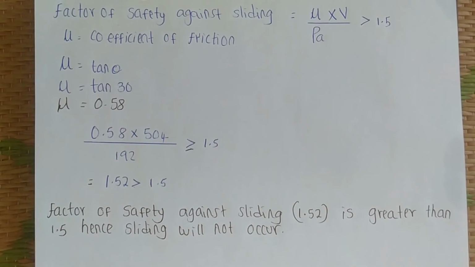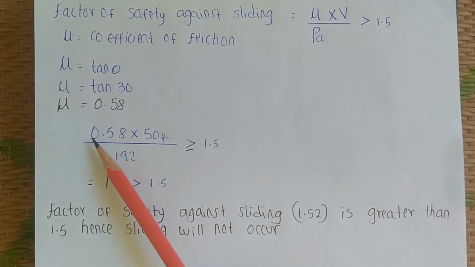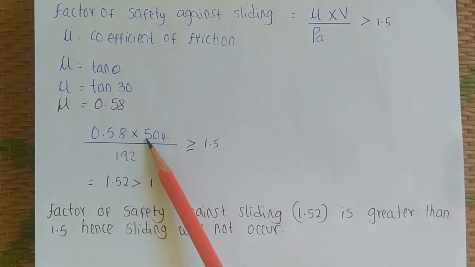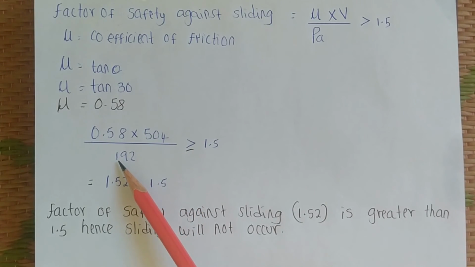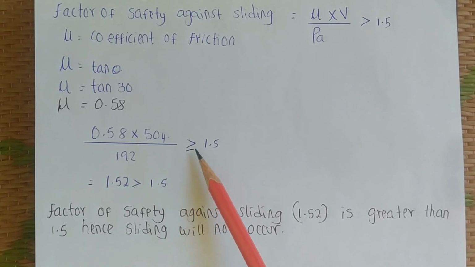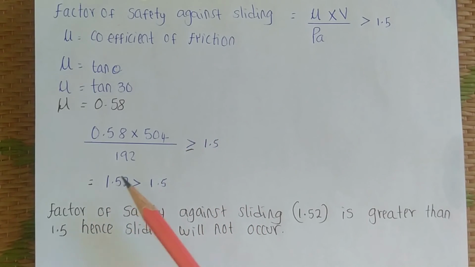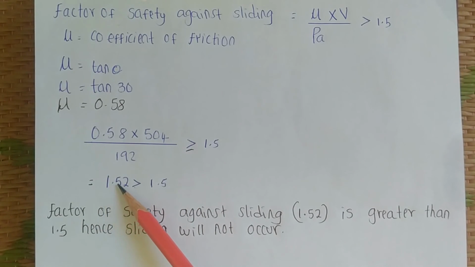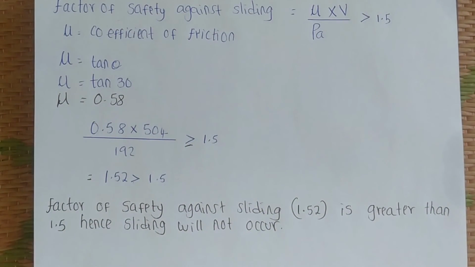So we shall calculate the factor of safety against sliding. This is the coefficient of friction, 0.58, multiplied by our V, which was 504, all over the active pressure, which is 192, and this should be greater than or equal to 1.5. Since we calculated this and we got our value as 1.52, which is greater than 1.5, the sliding will not occur. Hence the factor of safety against sliding, which is 1.52, is greater than 1.5. Hence the sliding will not occur.